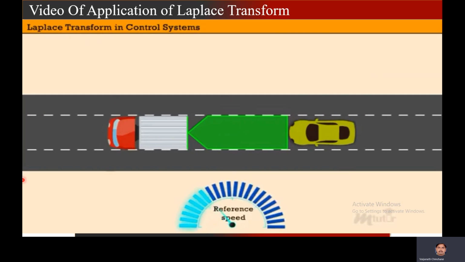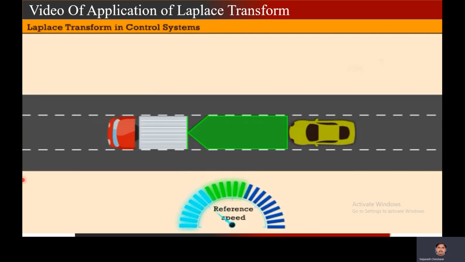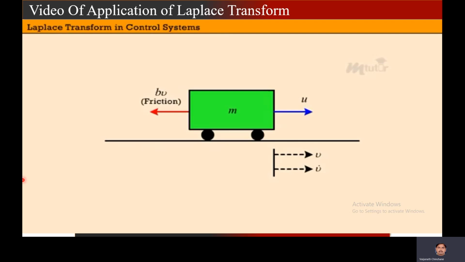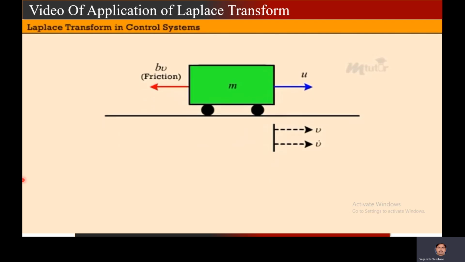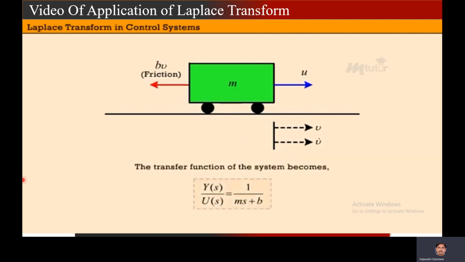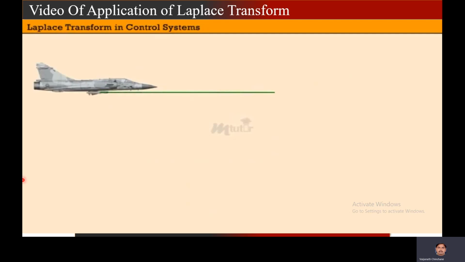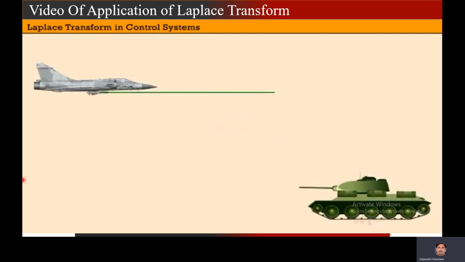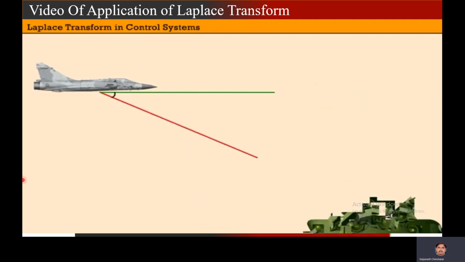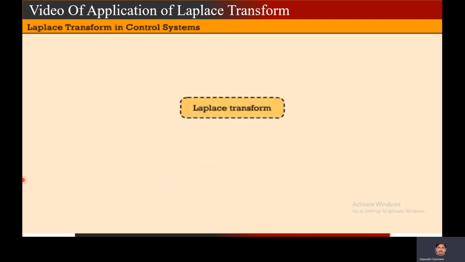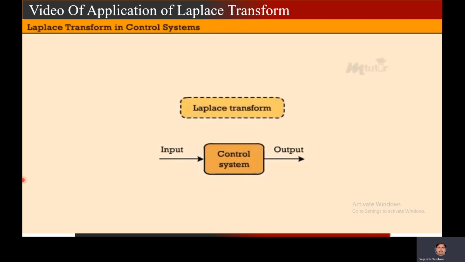This is accomplished by measuring the vehicle speed, comparing it to the desired or reference speed, and automatically adjusting the throttle according to a control law. In order to control the vehicle speed compared to the reference speed, Laplace transform of modeling equations is needed. And the second one is the missile launcher. In a missile launcher, the Laplace transform is needed to find out the required turn to track down the enemy aircraft at any time. Now, hope you understood how Laplace transform is used in a control system and its applications.